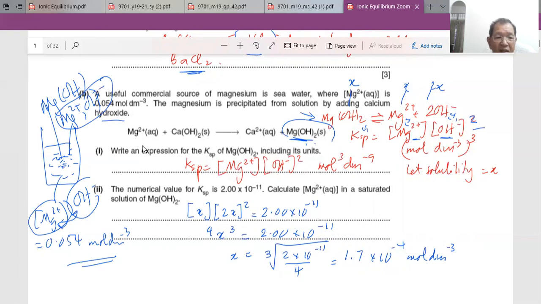This is what I'm talking about. So write an expression for Ksp for Mg(OH)2. Write your equation here, so this is the equation. Now the numerical value for Ksp of magnesium hydroxide is right here. Calculate the Mg2+ in the saturated solution. That means what remains in the saturated solution. Very simple, isn't it? So again, let the solubility be X. Very important. So if X moles dissolve, so this is X, and how much is the OH minus? It is 2X now.